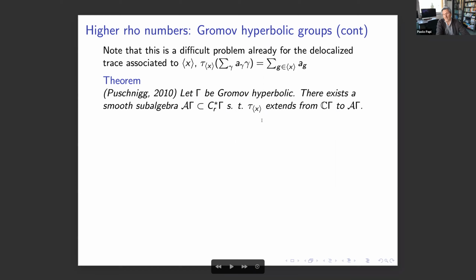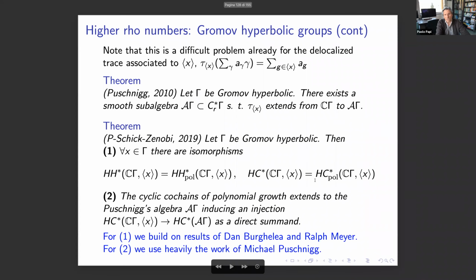Now we extend this result with Thomas Schick and Vito Felice Zenobi. And so here is our result. If you are in the Gromov hyperbolic case, then there is a first result where the Hochschild cohomology localized at X and the cyclic cohomology localized at this conjugacy class can be described in terms of polynomial growth cocycles. This is a first result.